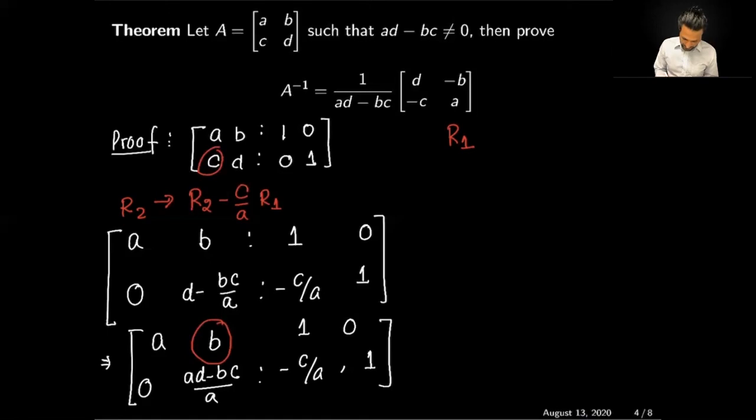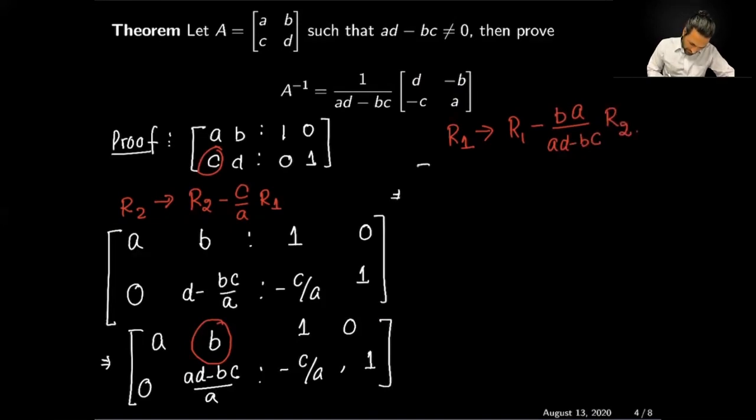To eliminate B, our operation will be R1 minus the multiplier. In this case, the multiplier will be B divided by (AD minus BC divided by A). So it will be basically BA divided by AD minus BC, times R2.